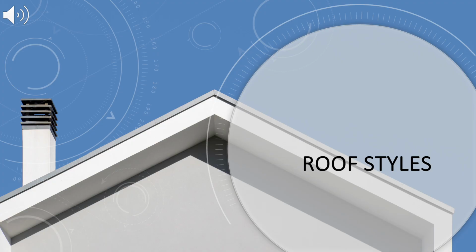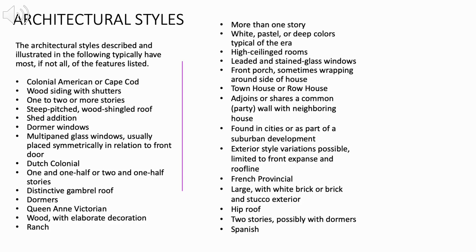Roof styles, architectural styles. The architectural styles described and illustrated in the following typically have most, if not all, of the features listed. Colonial American or Cape Cod. Wood siding with shutters. 1 to 2 or more stories. Steep pitched wood shingled roof. Shed addition. Dormer windows. Multi-pane glass windows, usually placed symmetrically in relation to front door.